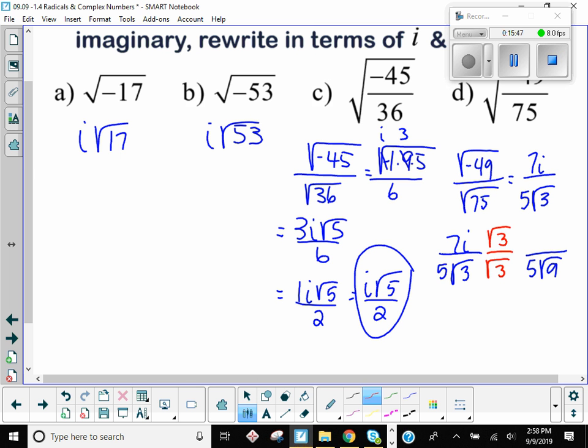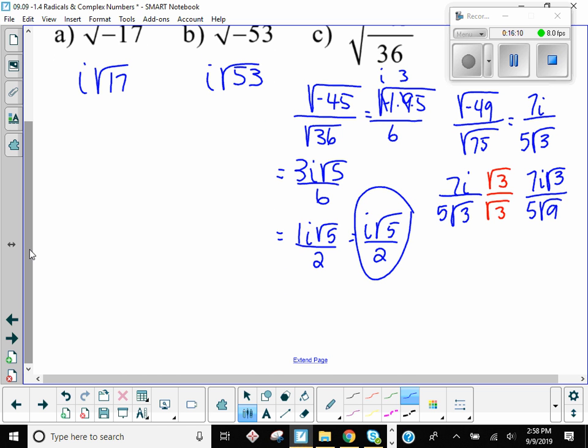form of the number. Because what's anything divided by itself? What's the value of it? 1. And so really I'm taking the blue stuff times 1. And so I haven't changed what it equals or what its value is. And so multiplying across the top like that gives me 7i rad 3. Okay, further simplifying that bottom, this really means 5 times 3 right here, which is 15. So the final answer is 7i rad 3 over 15.